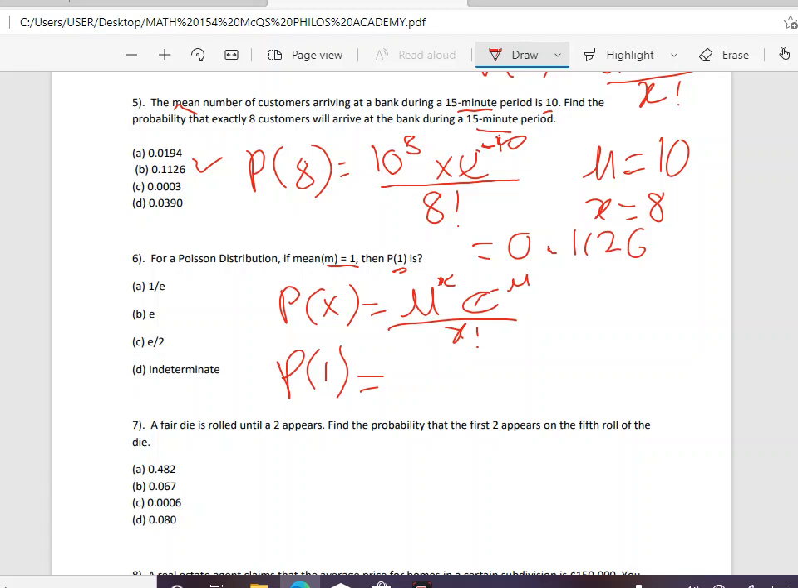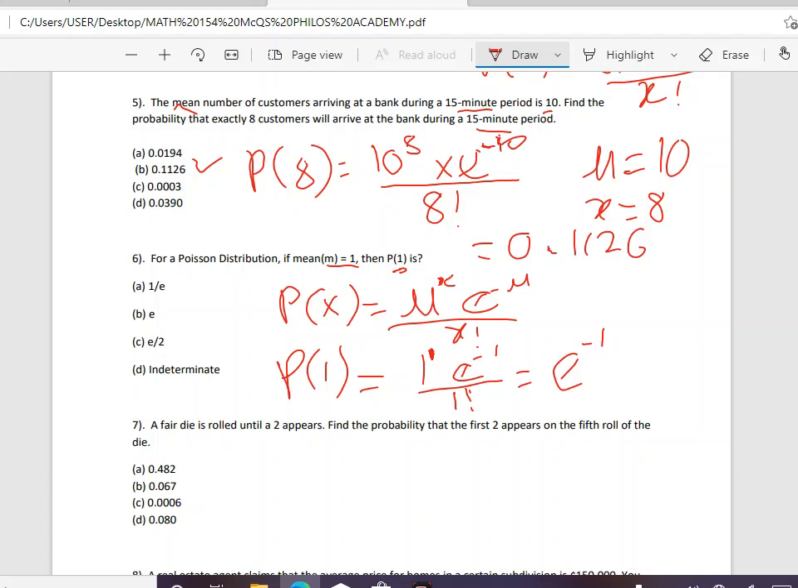So if the mean is 1, then we have 1 exponent what? 1. x is 1. Then e exponent negative 1 divided by 1 factorial. And 1 factorial is always 1, and 1 divided by 1 is still 1. 1 times anything remains that thing. So 1 times e exponent negative 1 remains e exponent negative 1. So the final answer for this is e exponent negative 1.